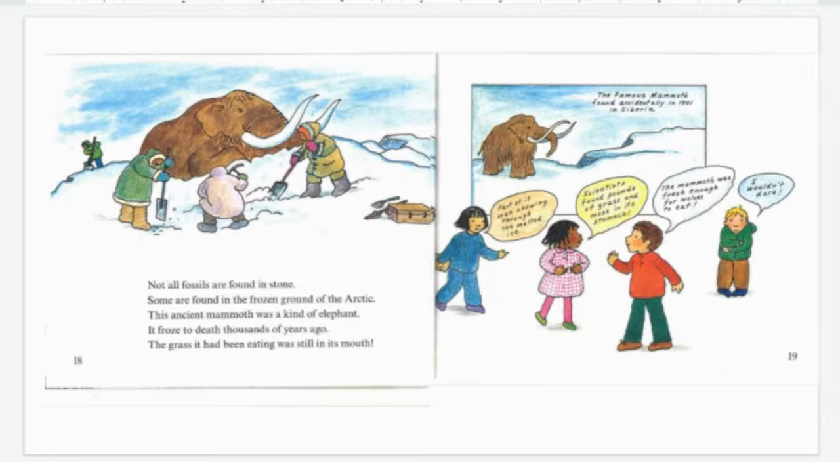Not all fossils are found in stone. Some are found in the frozen ground of the Arctic. This ancient mammoth was a kind of elephant. It froze to death thousands of years ago. The grass it had been eating was still in its mouth.